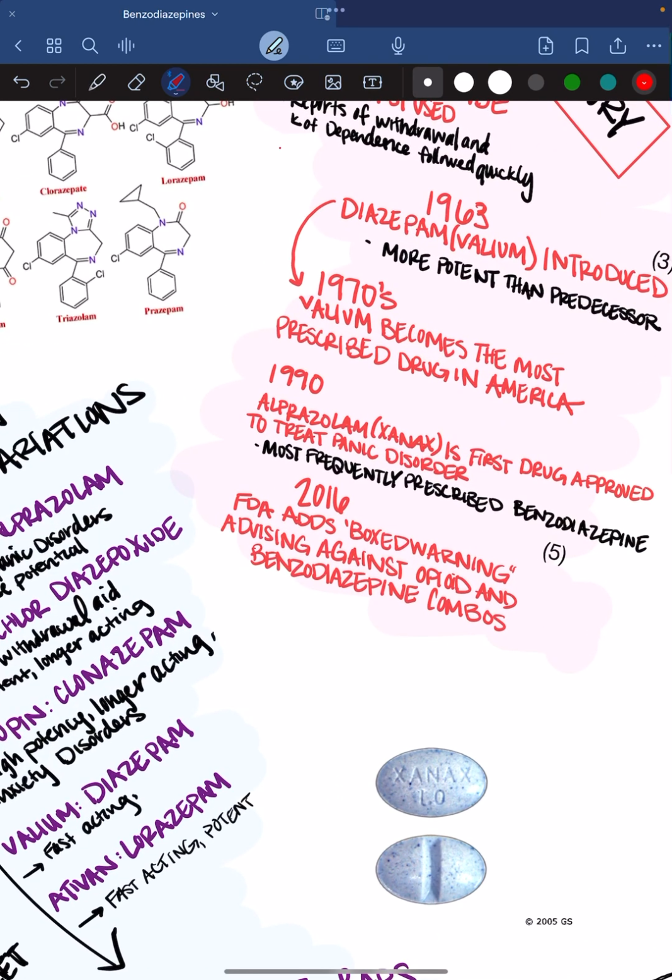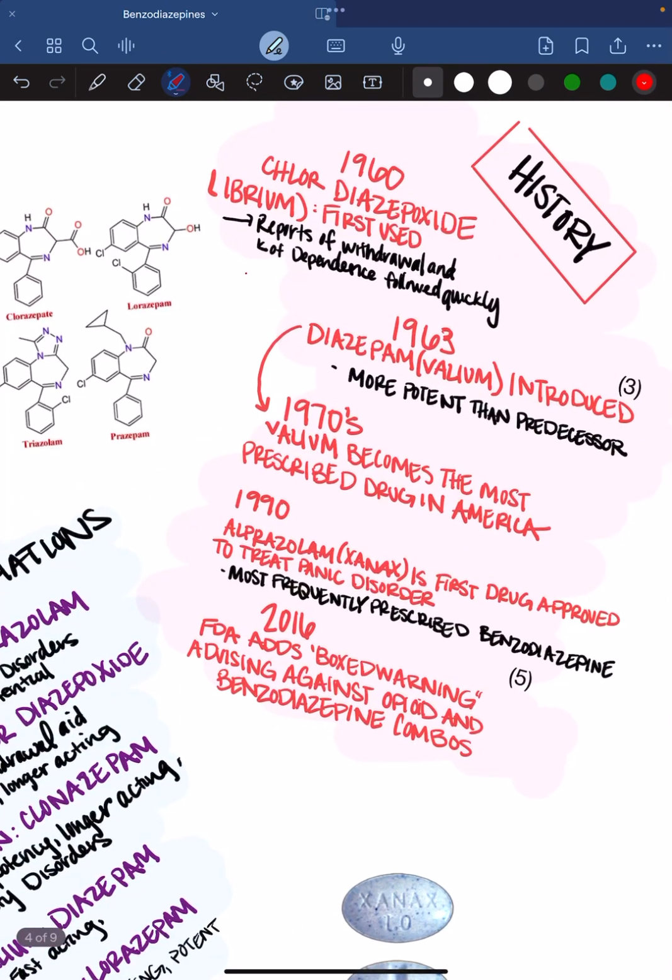So here is some more things to look at. The history of benzodiazepines: they have been around for more than 50 years. So they have a long history, but these are just a couple of landmark events. In 1960, chlordiazepoxide, which is Librium, was first used, and reports of withdrawal and dependence followed pretty quickly. So it became apparent right from the get-go that it was going to be a risk.